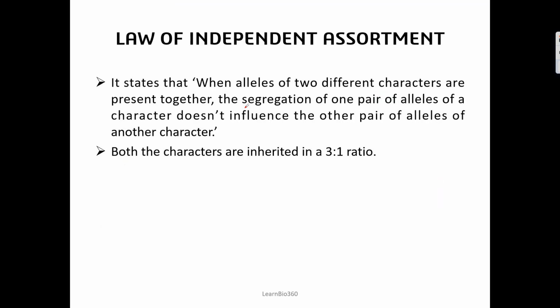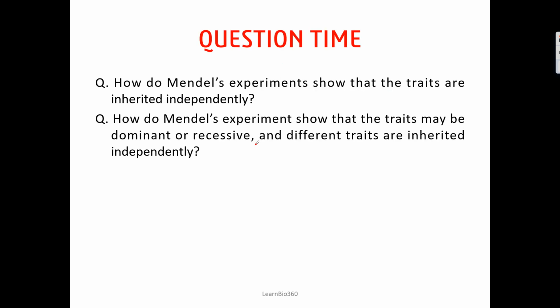So this states that when alleles of two different characters are present together, the segregation of one pair of alleles does not influence the other pair. So this is getting inherited in 3:1 ratio, and this is also getting inherited in the 3:1 ratio. So this is called the law of independent assortment. Try to make a note of these questions and write answers on your own.